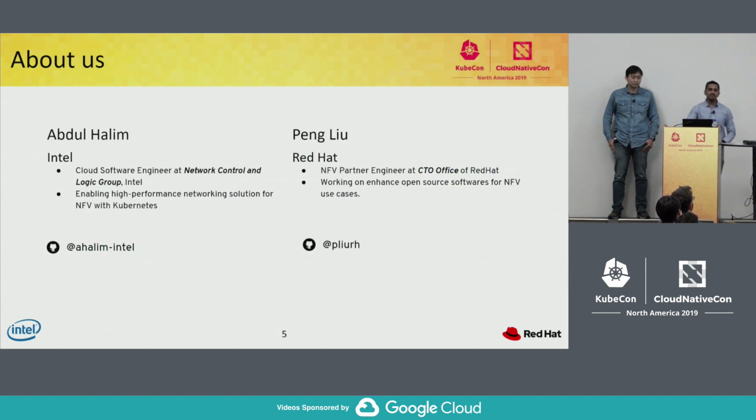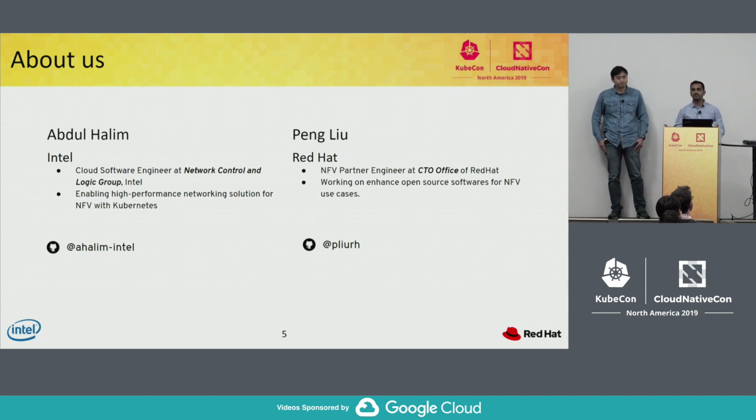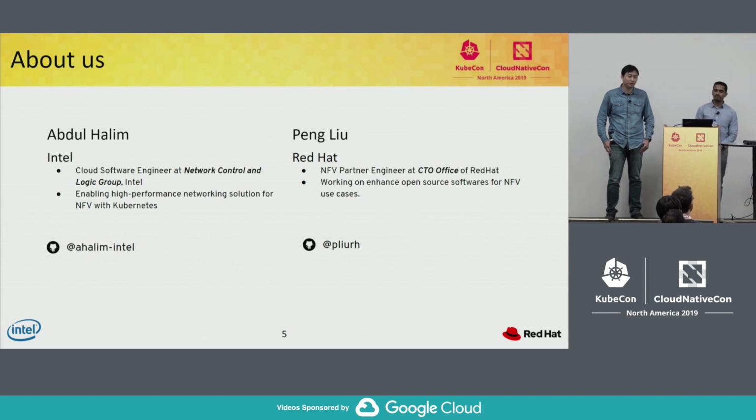So this is just briefly something about us. My name is Abdul Halim. I'm working at Intel as a cloud software engineer. And hi, everyone. I'm Peng Liu from the CTO office of Red Hat. I'm living in Beijing, and I'm focusing on enabling NFV use cases with open source software.